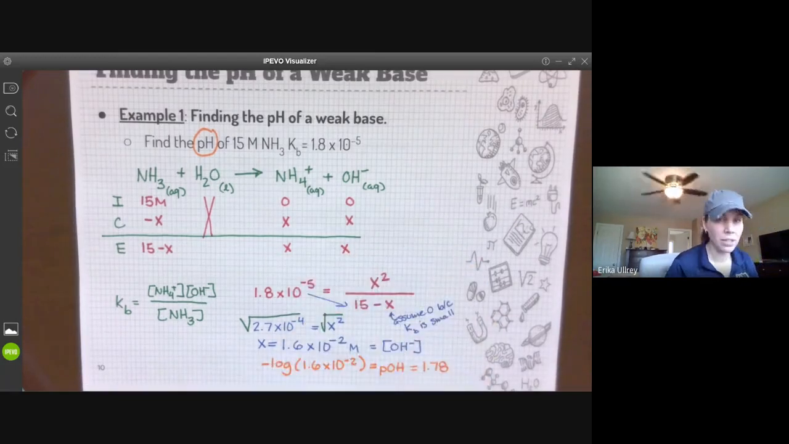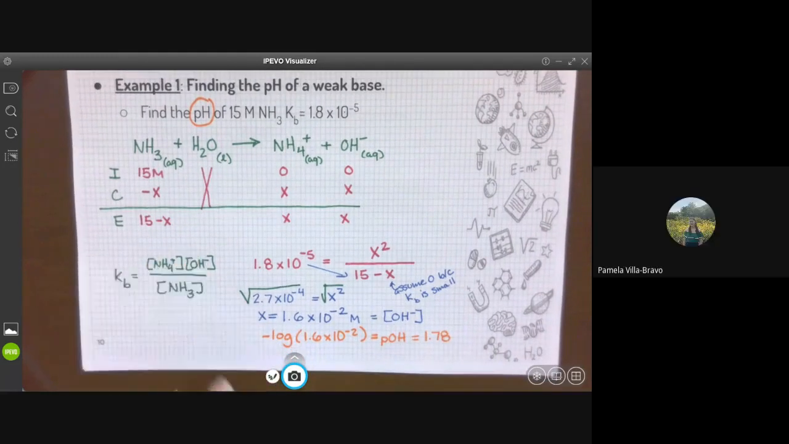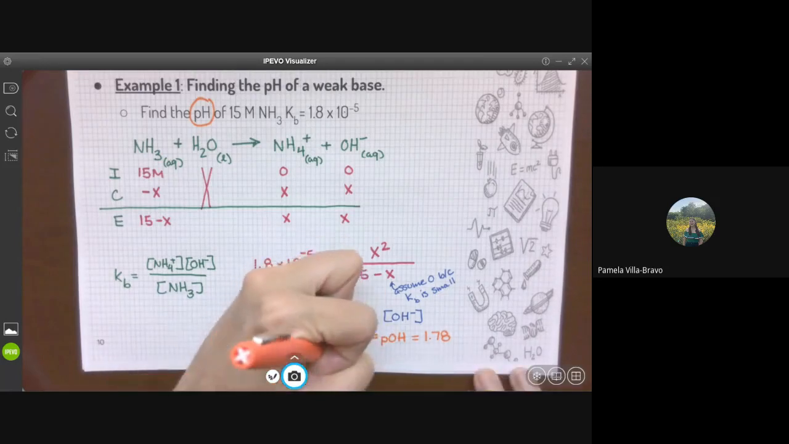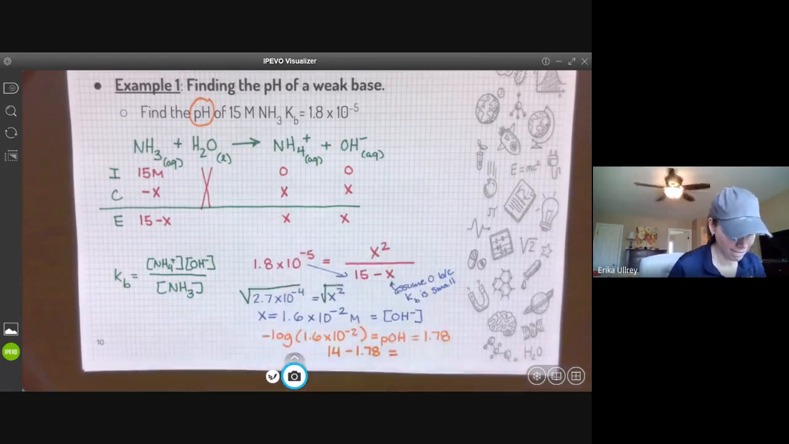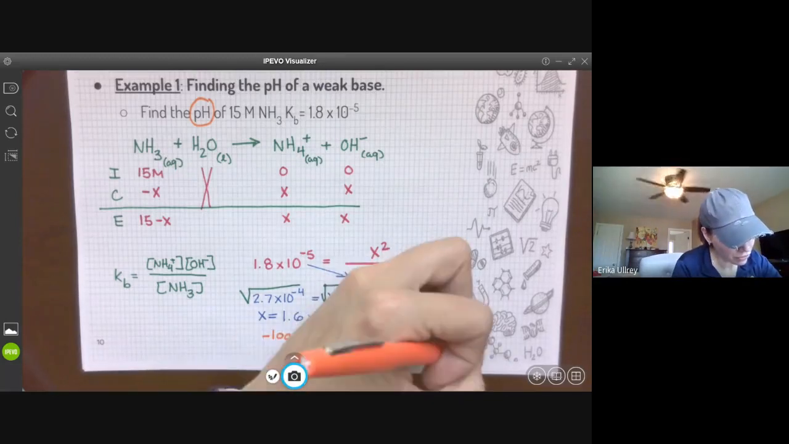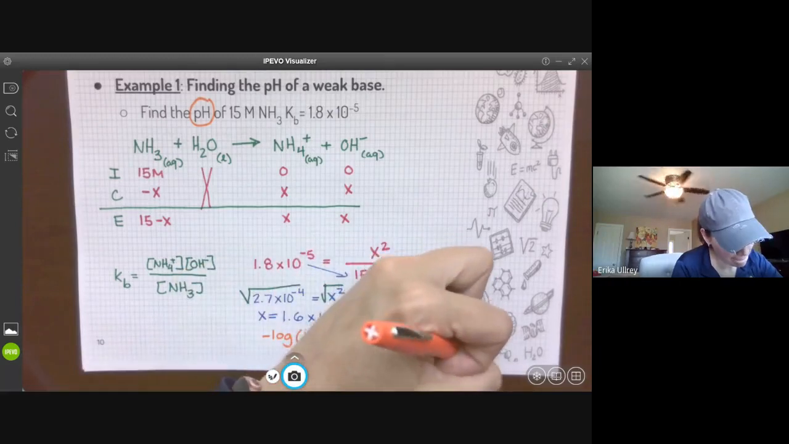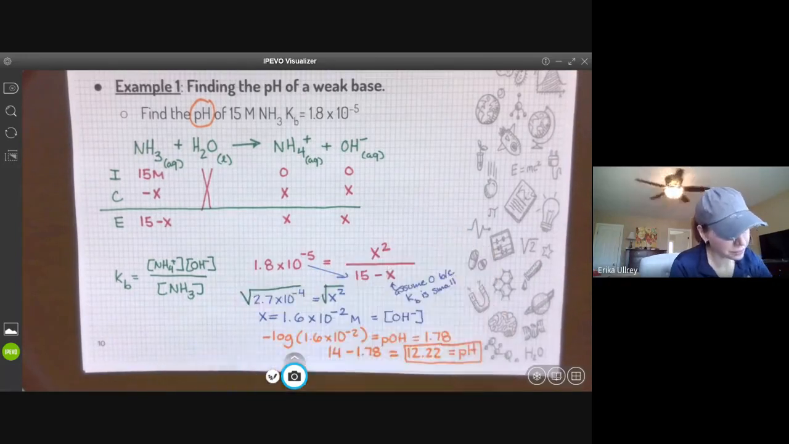is our pOH. But we want the final answer of a pH. So what are we going to need to do for that last and final step? We're going to have to get 14 minus 1.78, which will get us to the pH. Yeah, so 14 minus 1.78, which gives us 12.22 for my pH. And there's our final answer.